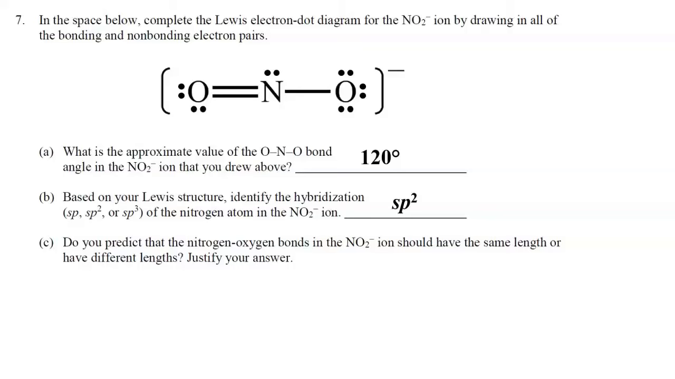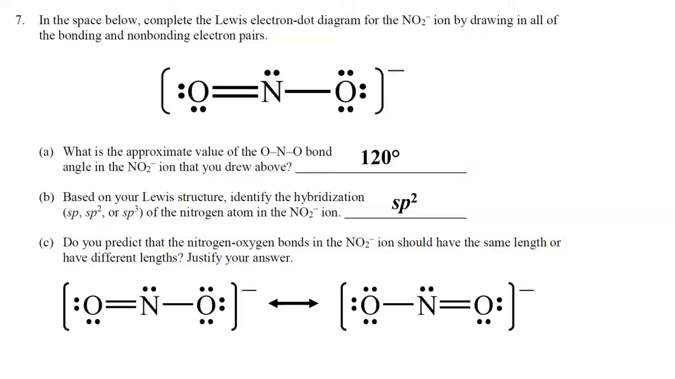Now we come to part C. Do you predict that the nitrogen-oxygen bonds in this NO2- ion should have the same length or have different lengths? Justify your answer. You may remember in topic 2.6, which includes resonance and formal charge, there is more than one possible resonance structure. In this case, we have a double bond that could have been drawn either on the left or on the right. This is very similar to the ozone molecule, O3, or the sulfur dioxide molecule, SO2. They also have 18 valence electrons.